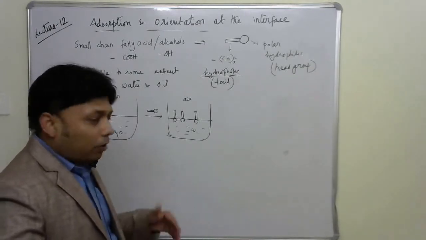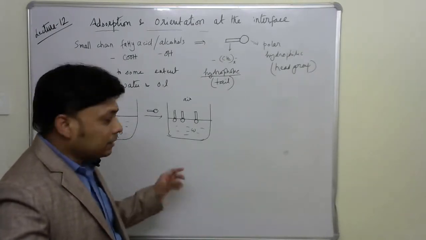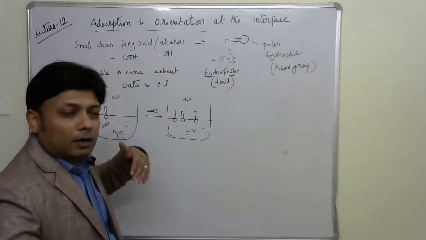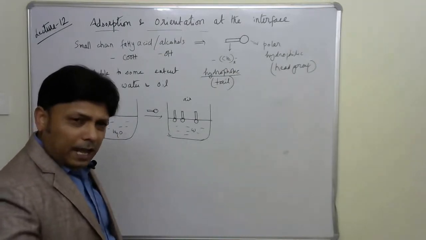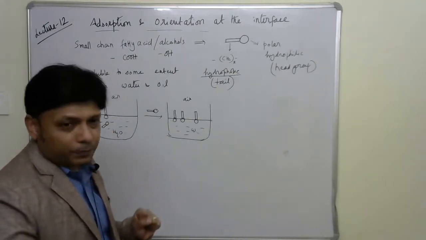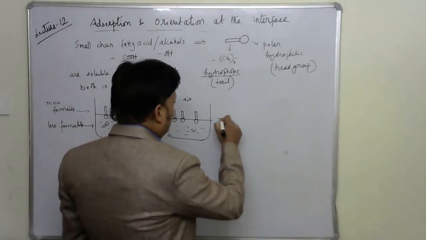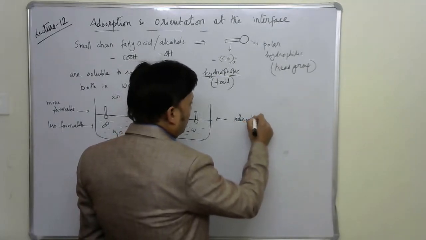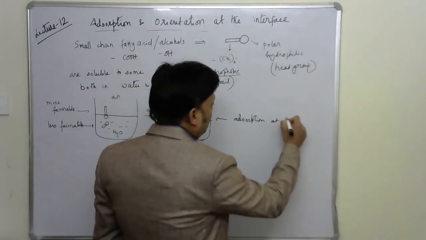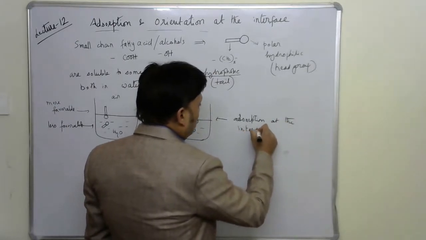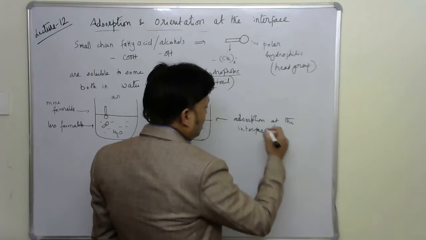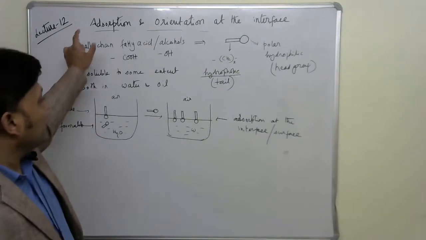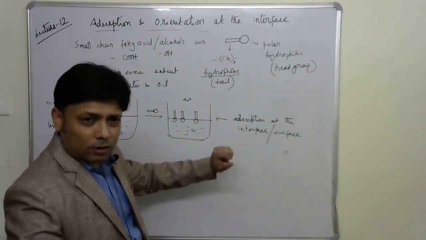Now scientifically, or in terms of surface and colloid science, whenever we say that these molecules are being accumulated, there is a more appropriate scientific word that replaces the word accumulation, and the correct word is adsorption. Okay, so adsorption at the interface or surface. If one of the phases is air, it becomes a surface. So this phenomenon is called adsorption at the interface or surface.